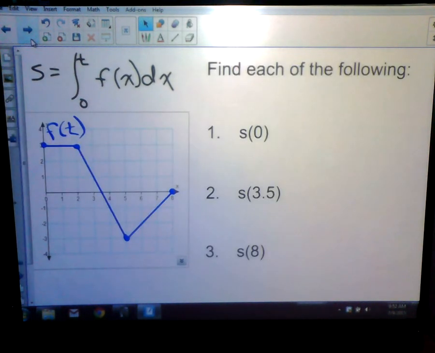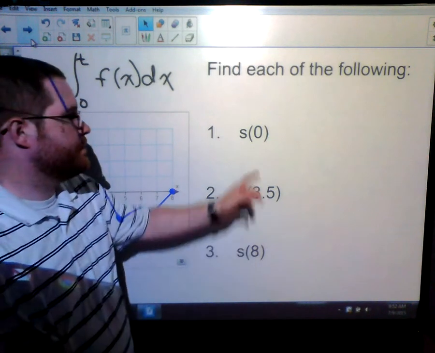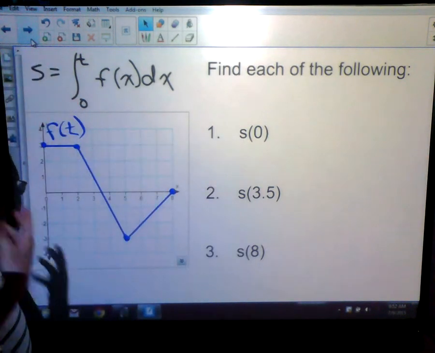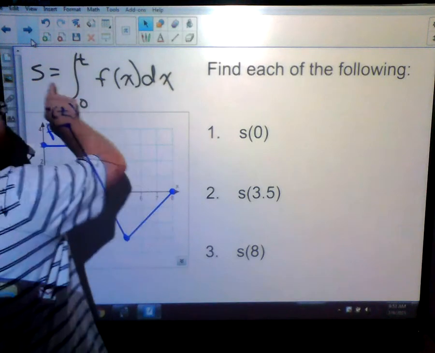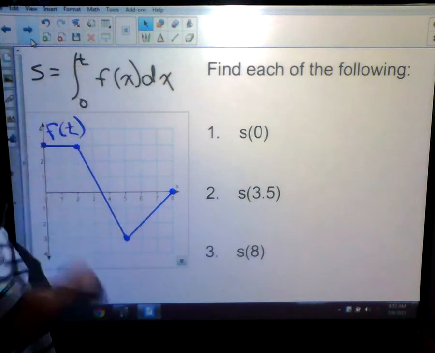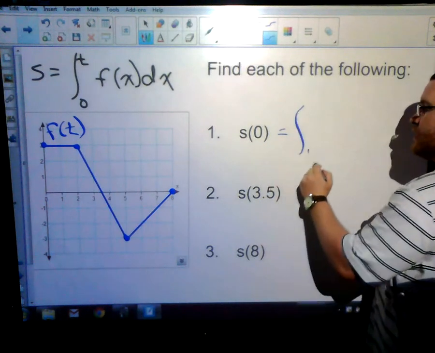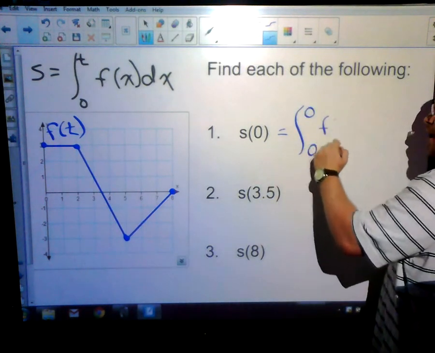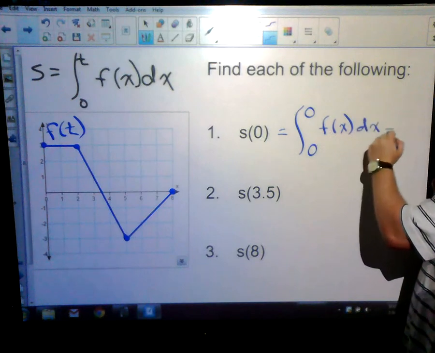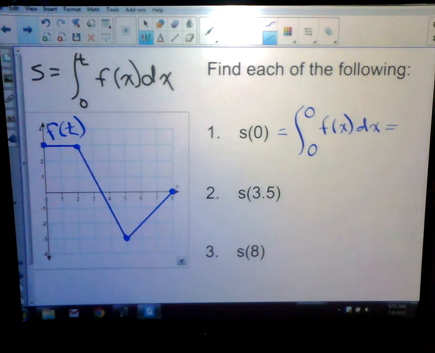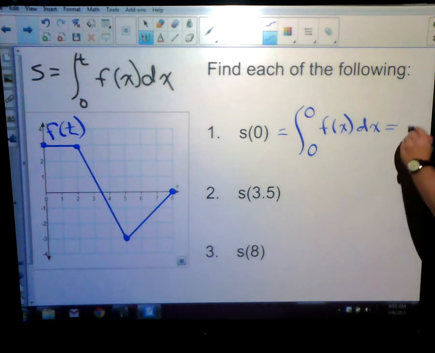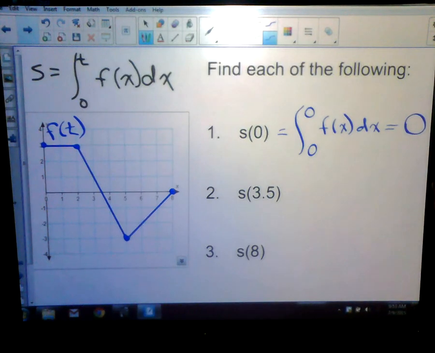Okay, let's find the position at 0. Well, let's just do some basic algebra. S of 0 means go to function S and plug in 0. So it's 0 to 0 of the graph. This takes no math at all. The bounds are the same. What's the area? 0.